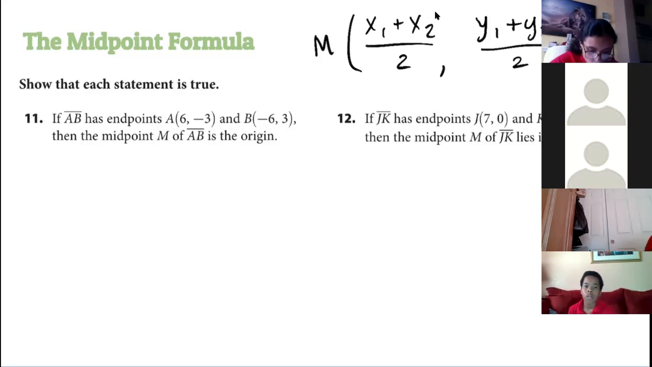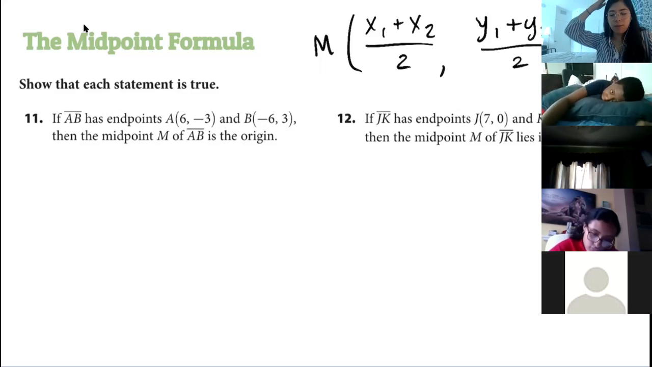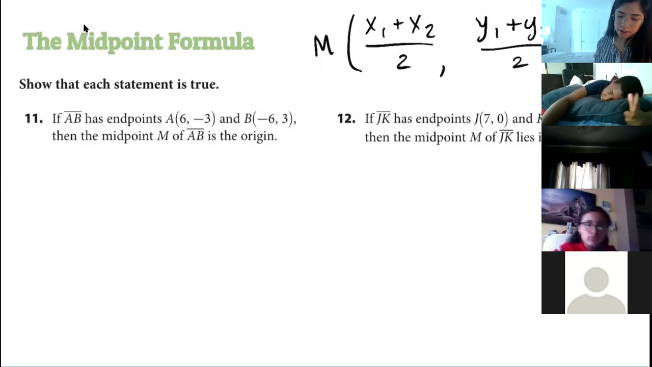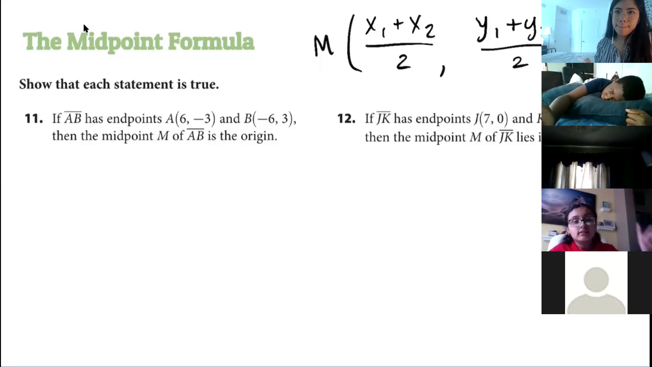So in these two problems, our goal is to show that the statements are true. So I want to know if the midpoint of this line segment is at the origin. So if it is at the origin, what should I get as my answer? Yeah, you should get 0, 0. So we're hoping that this statement is true, but we won't know until we do all the math. So we're going to begin by plugging things into this formula.